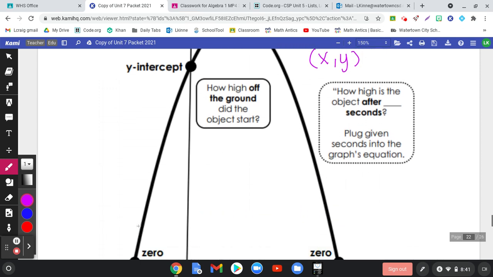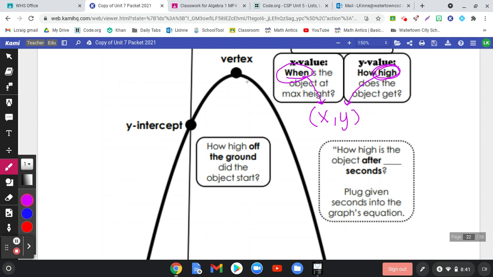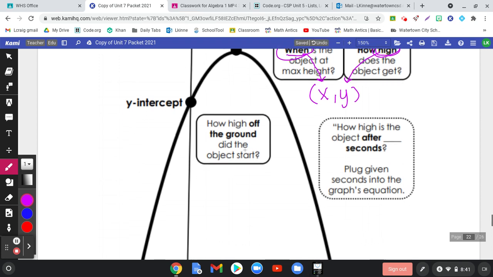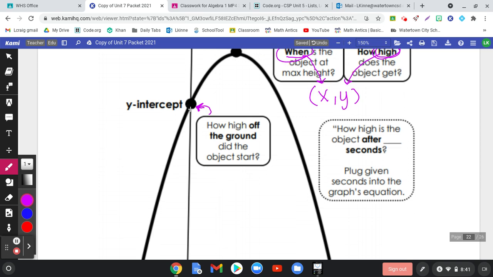So basically, think of this like you're launching a ball into the air. It's going to go up and then eventually it's going to come back down. So how high off the ground did the object start? That's going to be your y-intercept. Every parabola has this U shape, but in real life, you're not going to have a negative time or a negative distance. So you're going to start right here at the y-intercept. That's your initial value, your starting point.